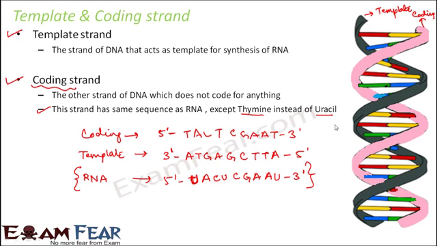Now, if you compare the coding strand sequence and the RNA sequence, what do you see? They are exactly similar, and that is very obvious as well, because both of them are complementary to the template strand. It is just that in the coding strand you have T, and in the RNA strand all the T's are replaced with U. So that is how the coding strand and RNA strand are going to be exactly the same.